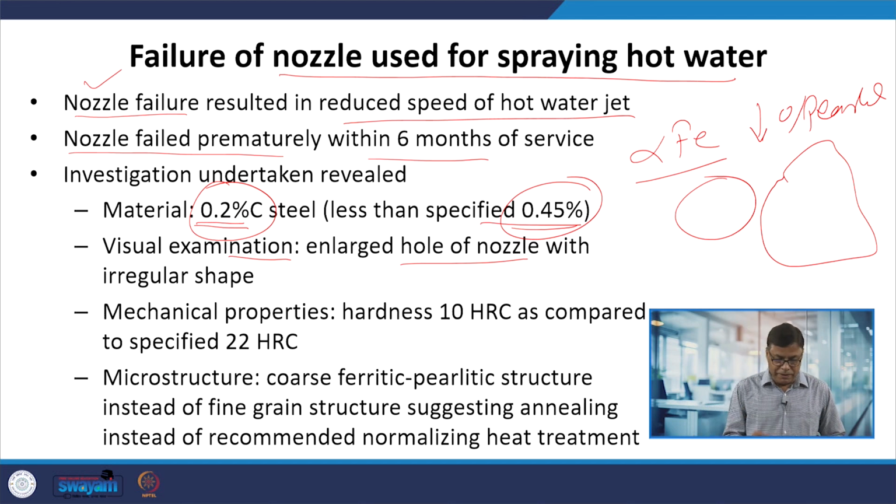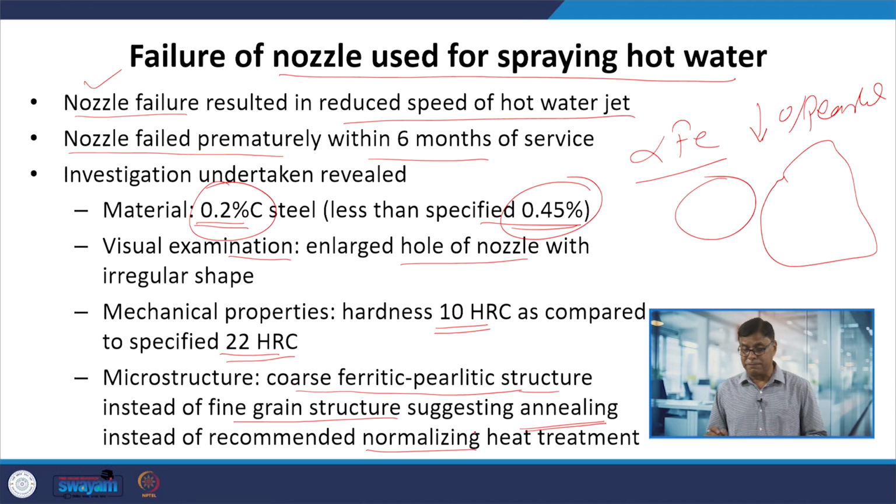Okay. When the mechanical properties of the nozzle were examined, it was found that it had a hardness of 10 HRC as compared to the specified 22 HRC. Microstructure study revealed a coarse pearlitic and ferritic structure instead of the fine-grained structure. This structure suggested an annealing heat treatment instead of the recommended normalizing heat treatment. So, there were two issues. One was the lower carbon content, and the other was the incorrect microstructure resulting from the inappropriate heat treatment.